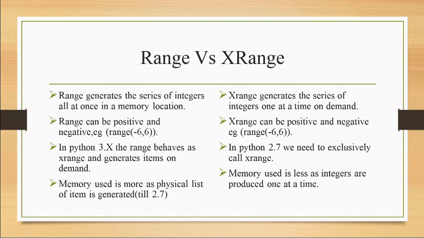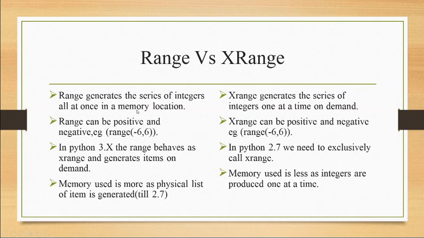Range can be positive and negative. In order to give the negative bounds, we will have to use this kind of expression: what will be the lower negative bound and what will be the higher positive bound. Xrange is also similar. It can also be positive and negative. In Python 3.x and above, range behaves as xrange and generates items on demand. That is, we will have to demand them again and again. Whereas in Python 2.7, we need to explicitly call xrange.